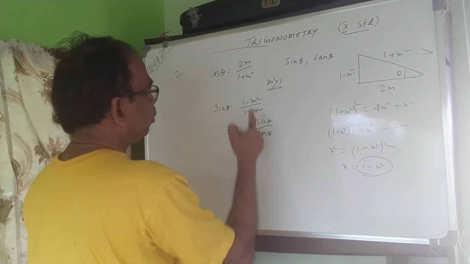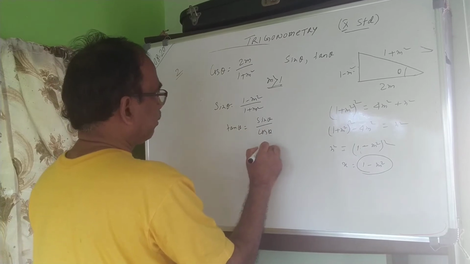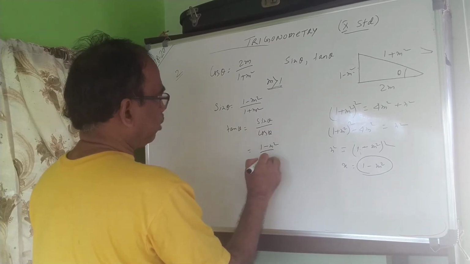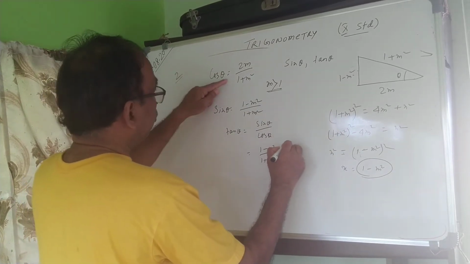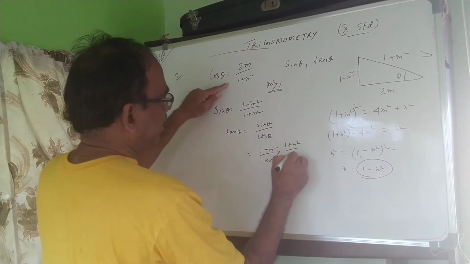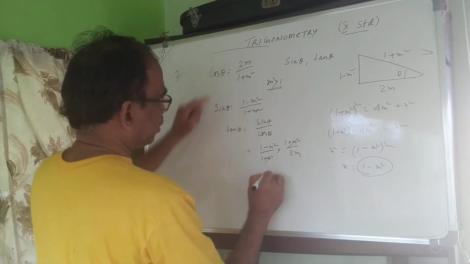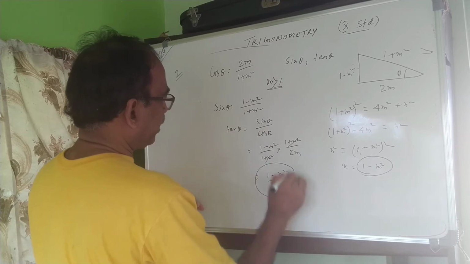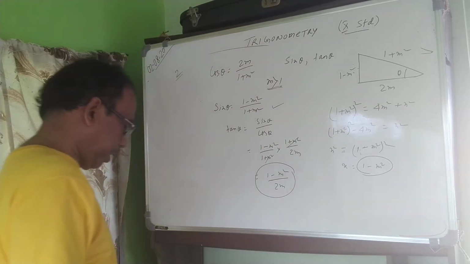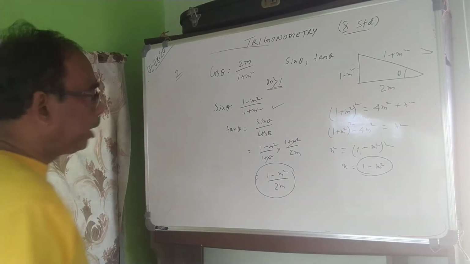Sin theta is 1 minus m square by 1 plus m square. Cos theta also, the reciprocal, that is 1 plus m square by 2m, and tan theta is 1 minus m square by 2m. That is tan theta and this is sin theta. That is the answer.